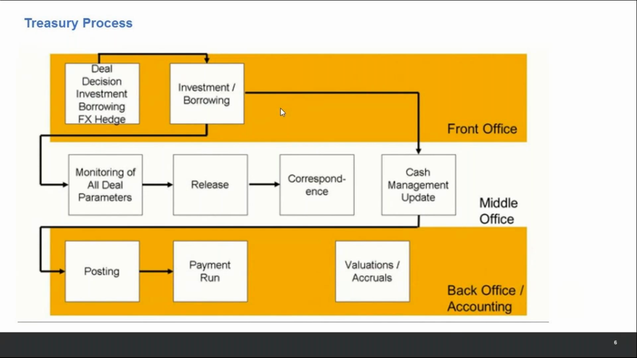We spoke about standing instructions, a part of BP maintenance. Then the correspondence, they'll make sure it is sent to the counterparty, or if the trade is received from the counterparty, the correspondence is received. And then back office or accounting in this view, again, the terms might differ, but it's generally front office, middle office, and back office. The posting or the payment run is done by your back office and accounting. Valuations, accruals, everything is done by accounting.